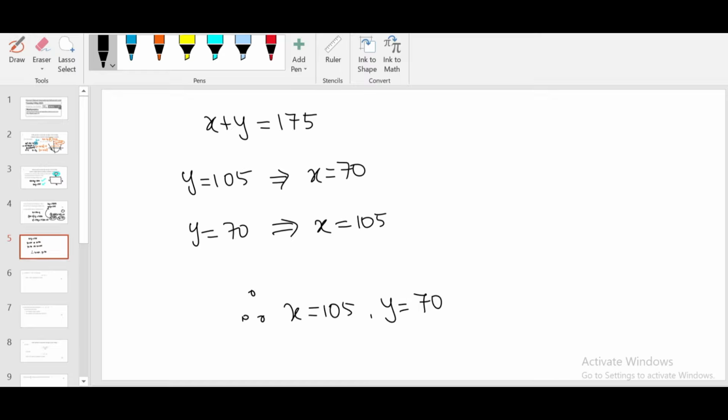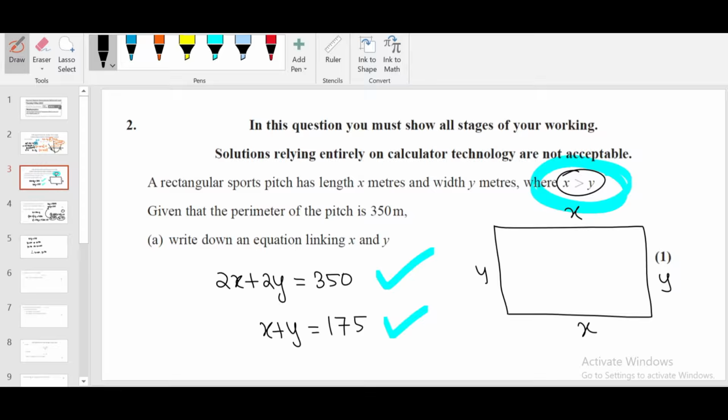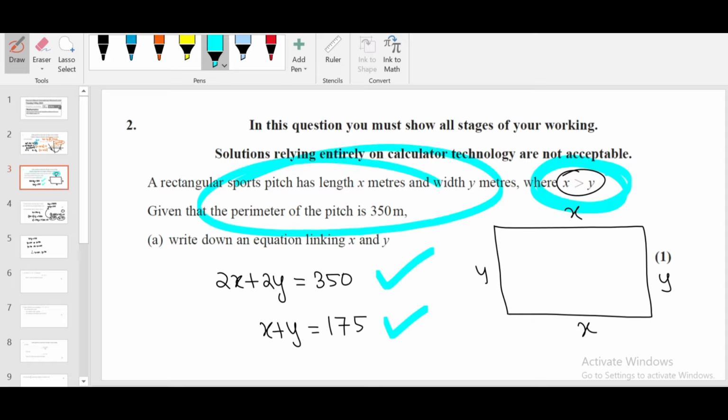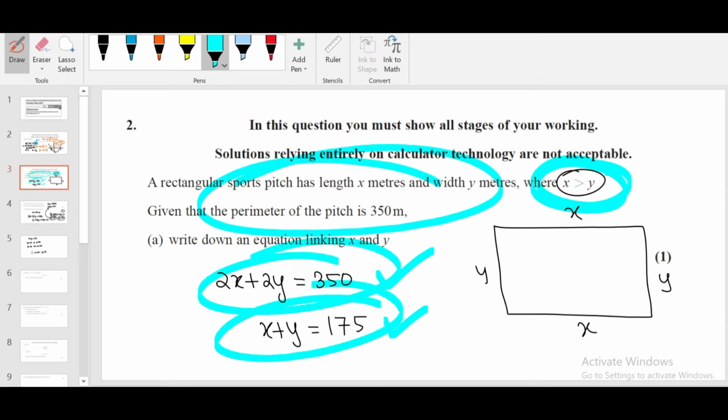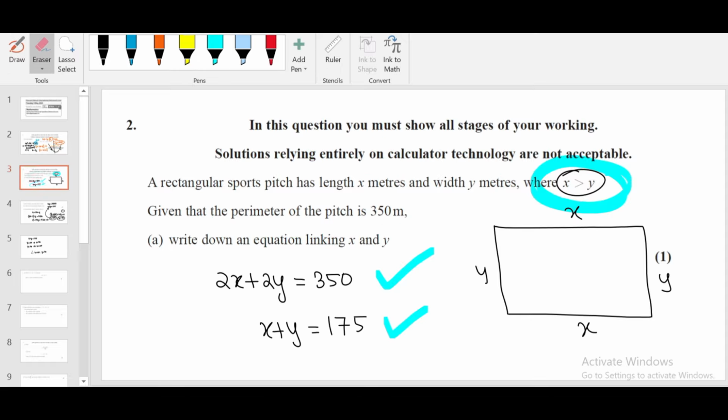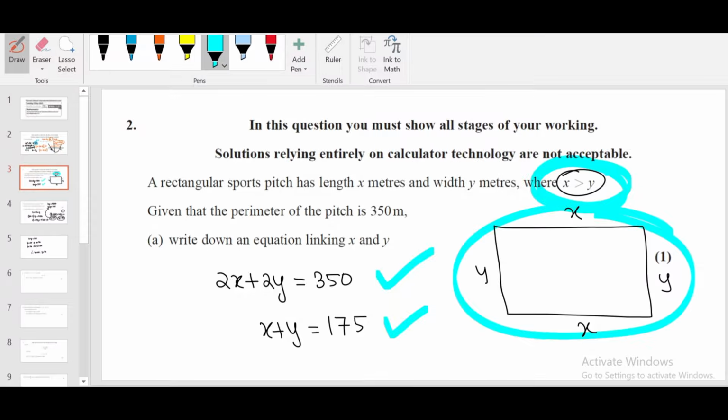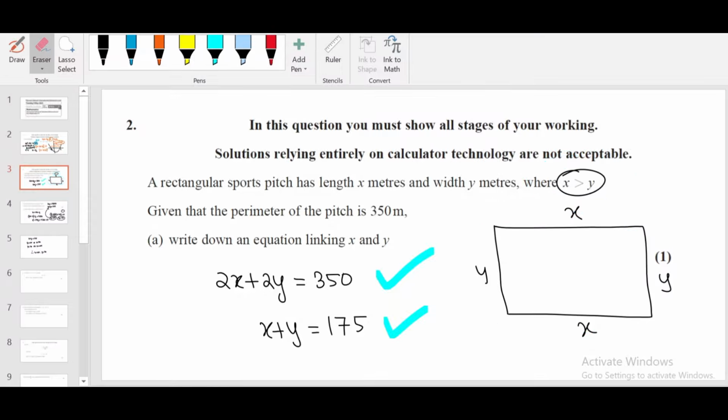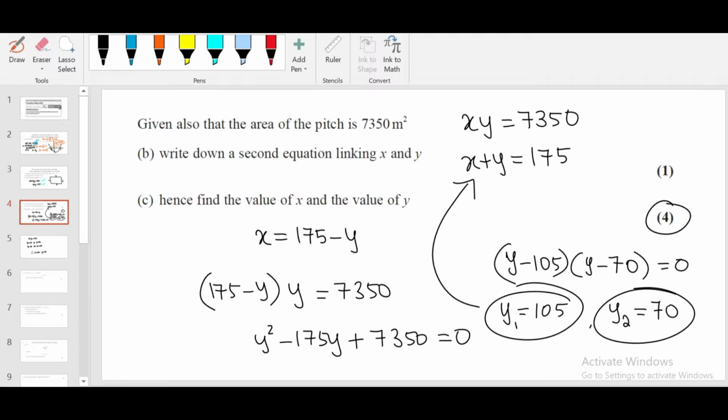So all you need to know, whenever you get questions like these word problems, you should be able to change the word problem into a mathematical expression. And then if you want, you can draw a figure also to assist you in solving this question. So frame an equation here, another equation, and solve the simultaneous equation. It's easy, 6 marks now.